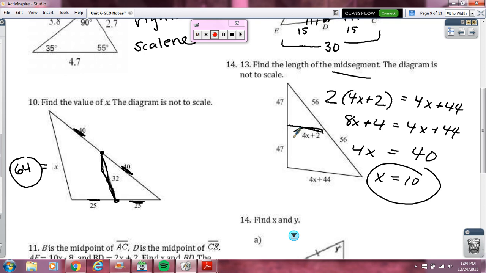Find the length of the midsegment. So they want to know how long this guy is. I'll have to take 10 and substitute it in. 4 times 10 is 40, plus 2 is 42. So this is my final answer.